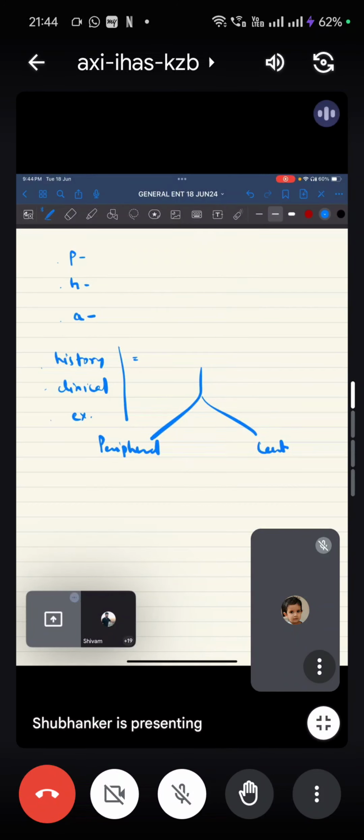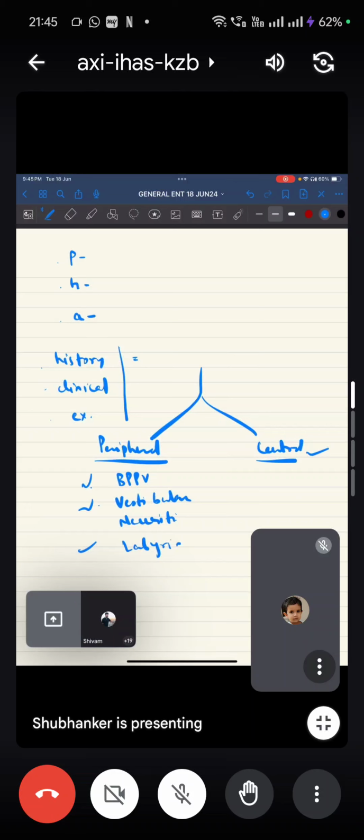peripheral, central, तो ये तो चला गया मेडिसिन के पास. अपने पास जब भी आता है ये पेरिफेरल, तो most important thing will be BPPV. Causes of peripheral vertigo, one is BPPV, second is your vestibular neuritis, third is your labyrinthitis, fourth is your Meniere's disease.